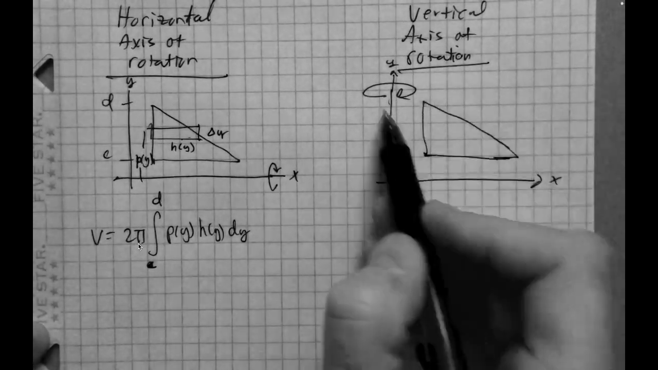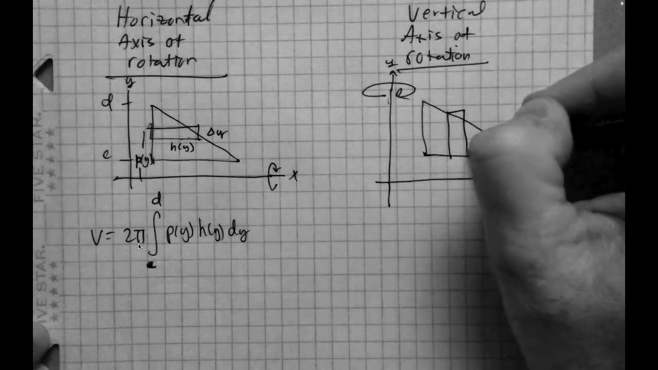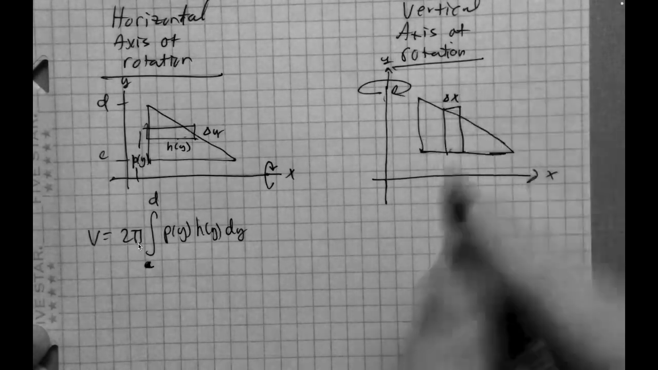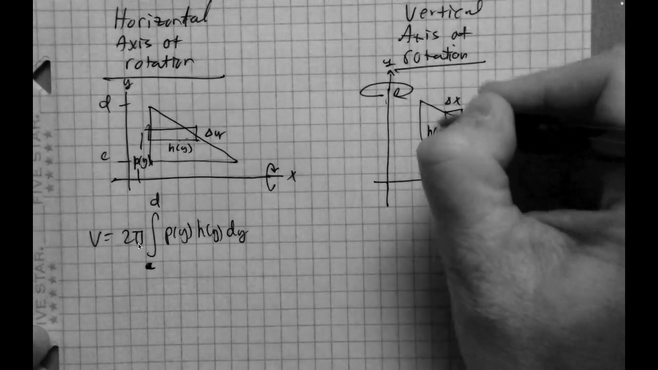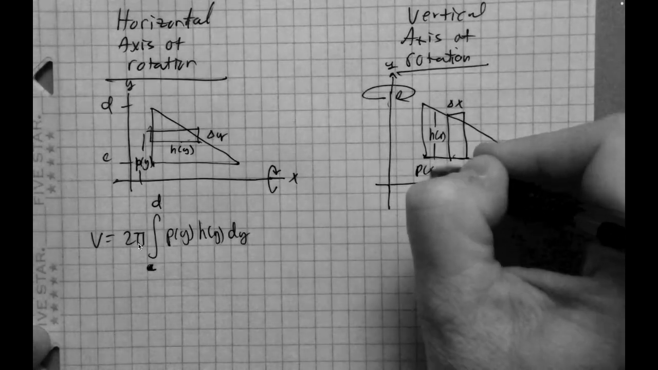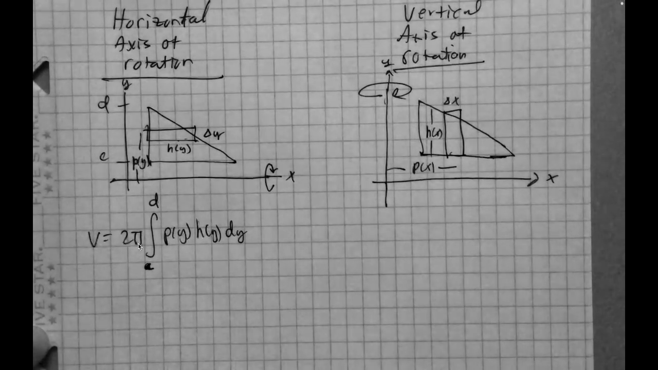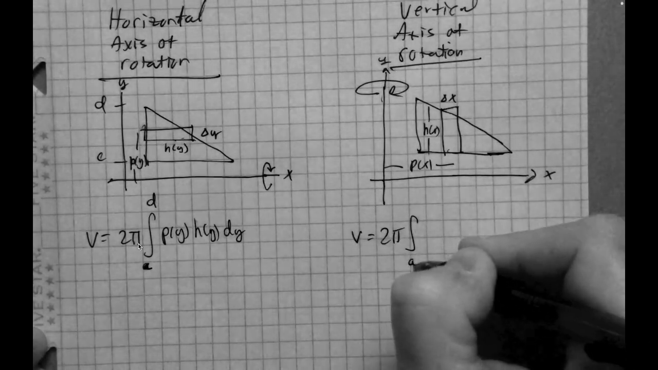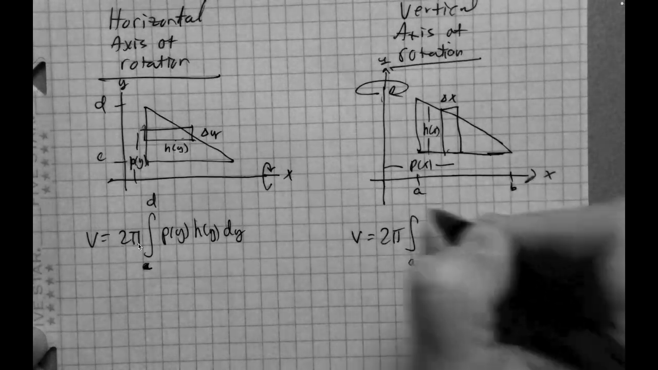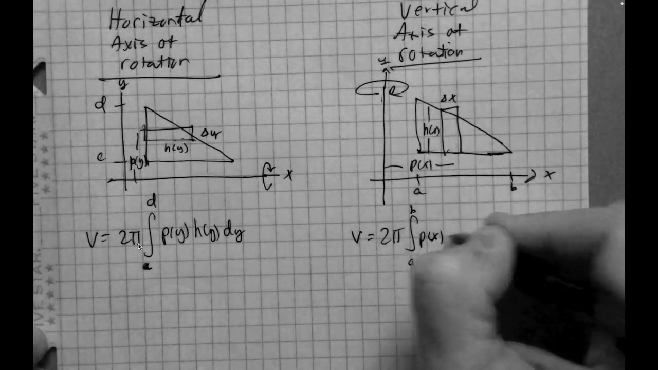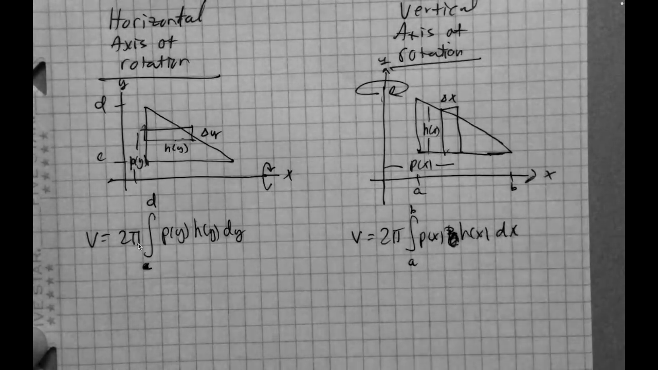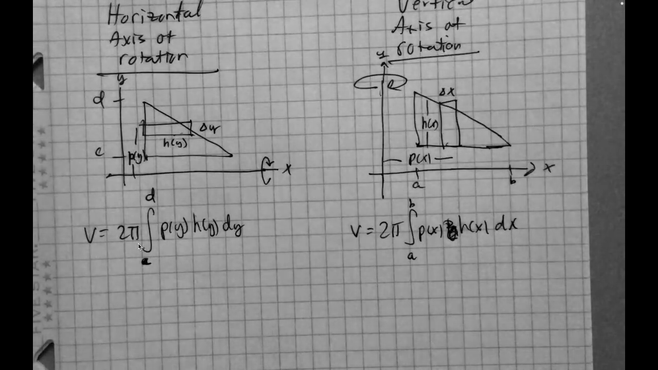Right, so here, if we're spinning around the y-axis, that means we're going to have vertical rectangles, right? And so that means we've got delta x width, we've got h of x height, and we've got p of x radius. Okay, so the volume would be 2 pi, in this case, from a to b, of p of x, h of x dx. Basically the same setup, just swap out the y's for the x's.